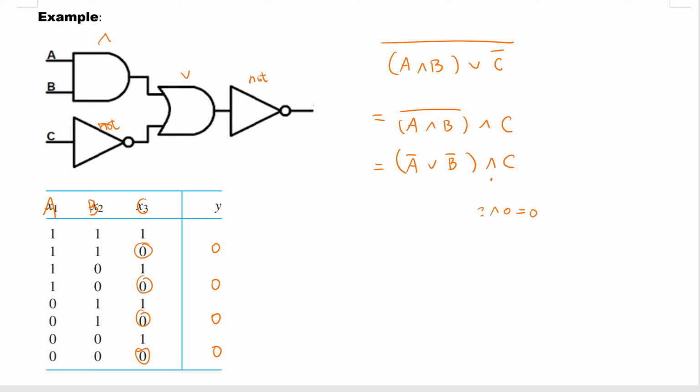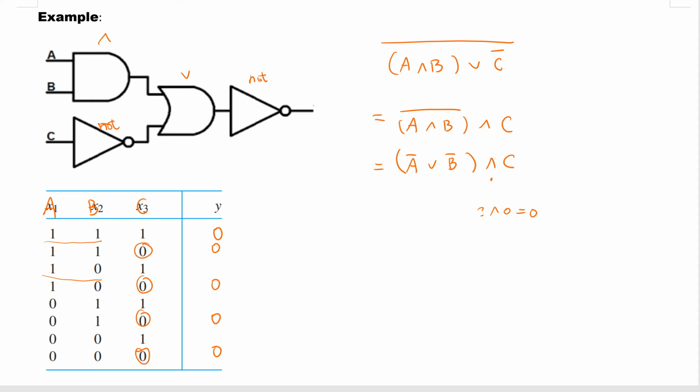Okay, so let's continue. And then let's look at the first one. So not 1 is 0. 0 or 0 is 0. 0 and 1 is 0. Okay, next.